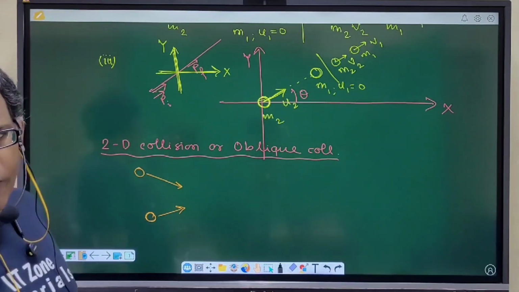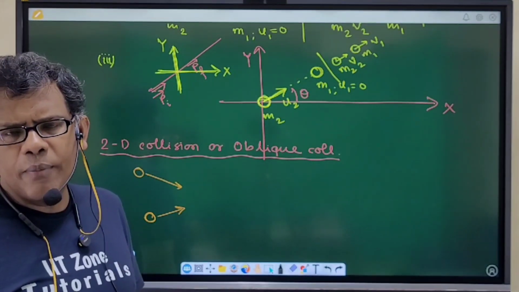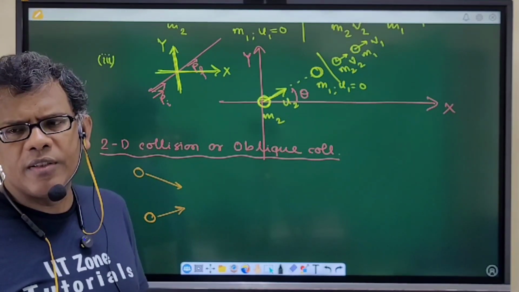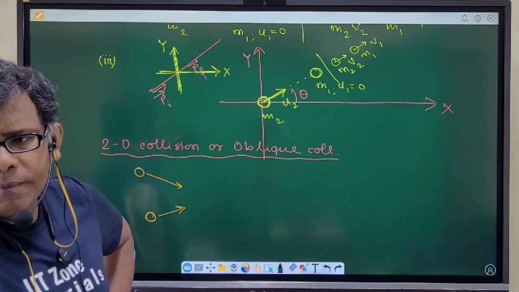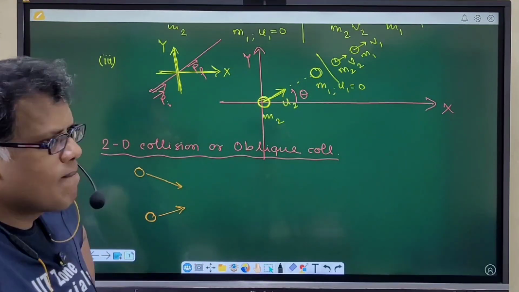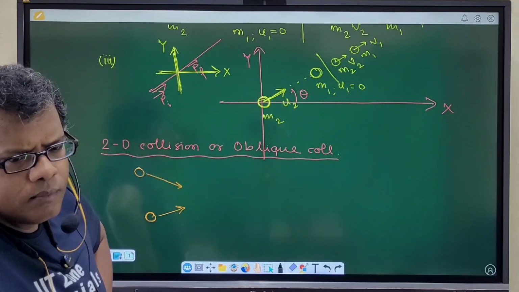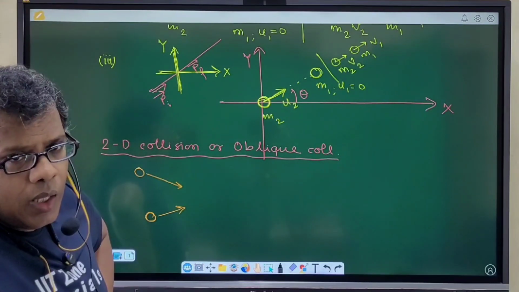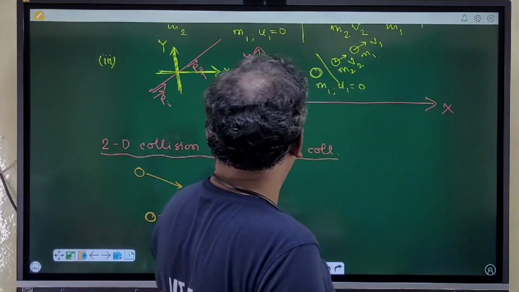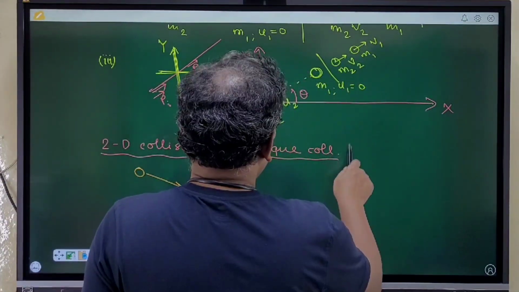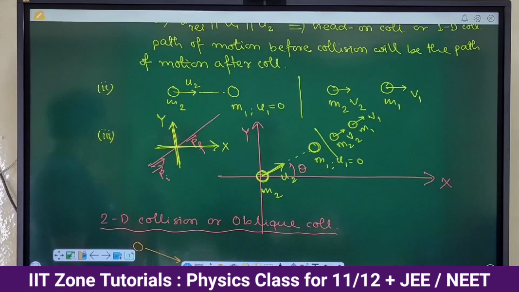along two mutually perpendicular directions, right? That means the colliding bodies will get deflected from their original path of motion after collision. In 1D collision, no deflection will take place. The path of motion before collision will be the path of motion after collision.